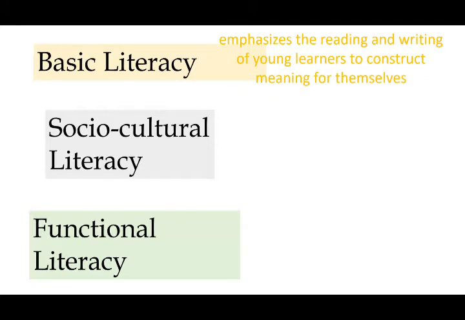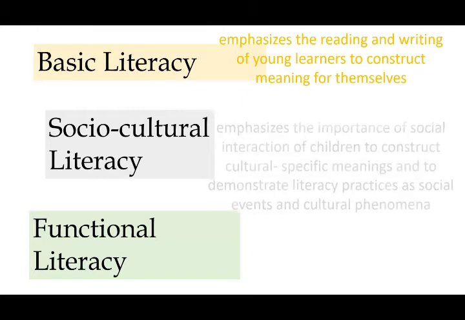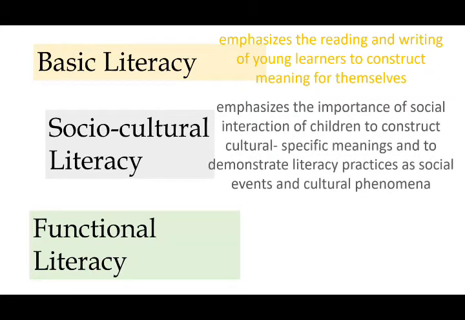Basic literacy emphasizes the reading and writing of young learners to construct meaning for themselves. It denotes how children give meaning to their own writing and reading. Sociocultural literacy, on the other hand, emphasizes the importance of social interaction of children to construct culture-specific meanings and to demonstrate literacy practices as social events and cultural phenomena. The children learn the culture they're exposed to through interaction, and this culture shapes their understanding of their experiences.